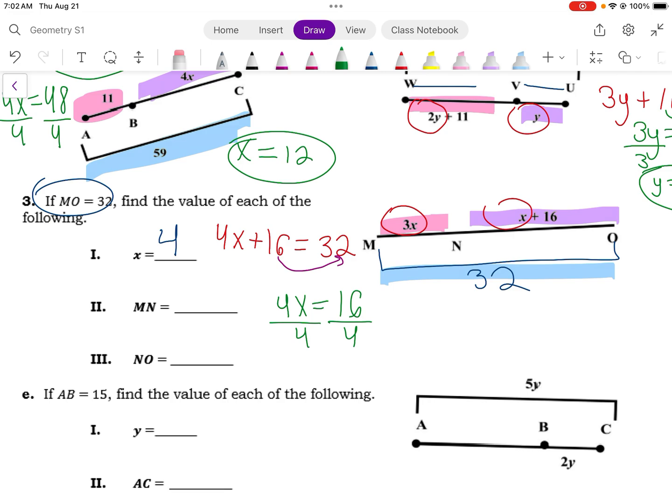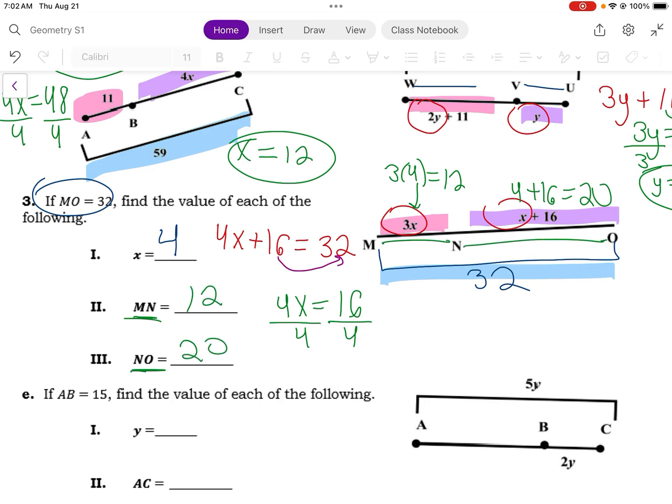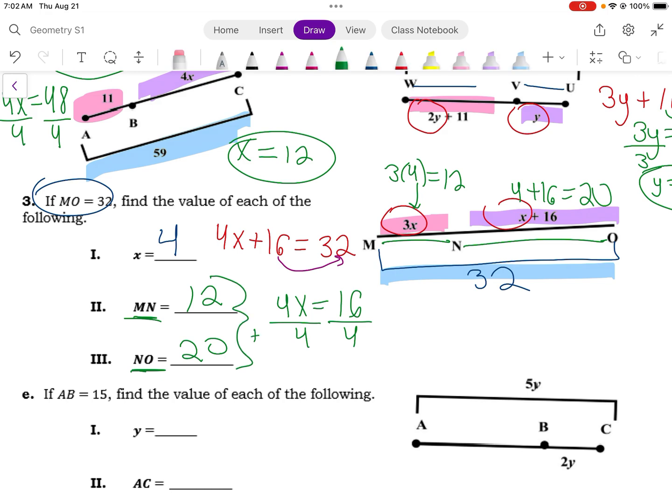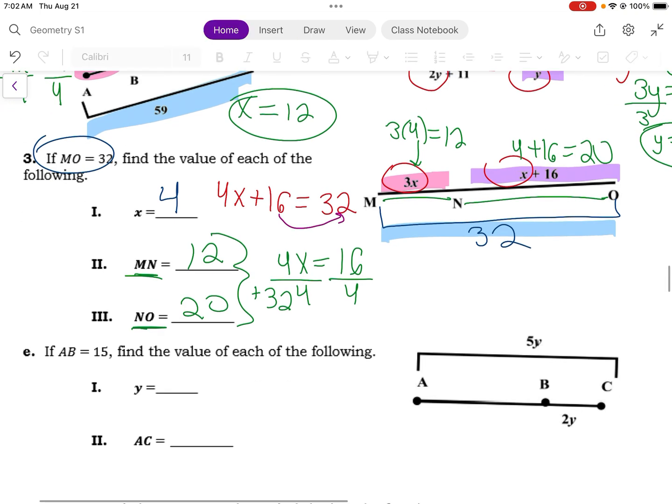Okay, now what is happening in this situation? So we're going to plug 4 back in and see what we get. So 3 times 4 is 12, and then 4 plus 16 is 20. Okay, so NO is 20, and MN is 12. Okay, and together those should add up to 32. All right, let's try the next one.